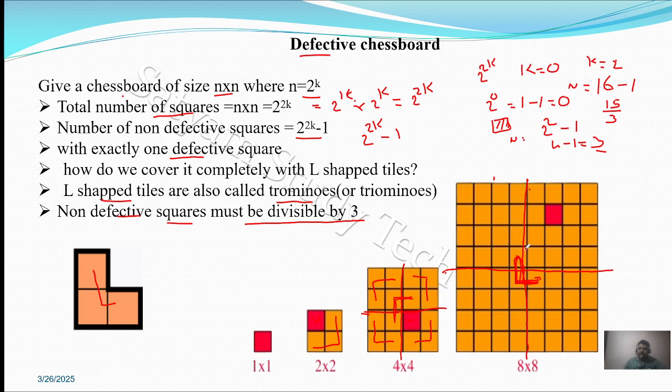Later again we divide into a number of subparts. For example, here in this case, this quadrant is also divided into a number of subproblems, divided into equal parts. Here also divided into equal parts. Here also divided into equal parts.